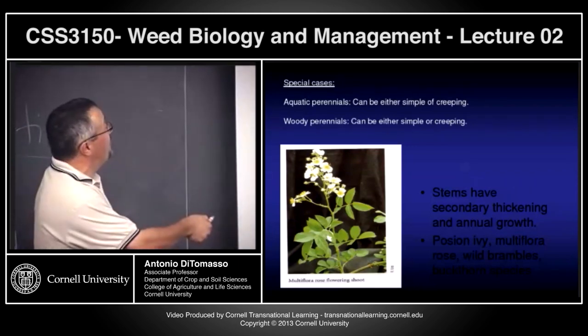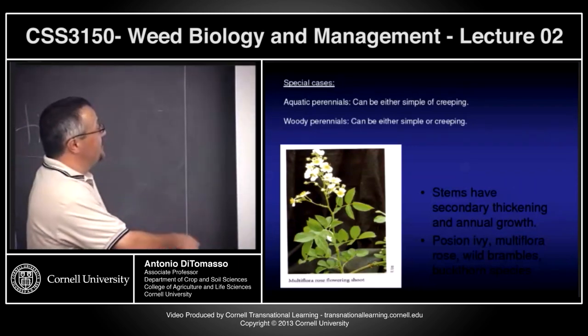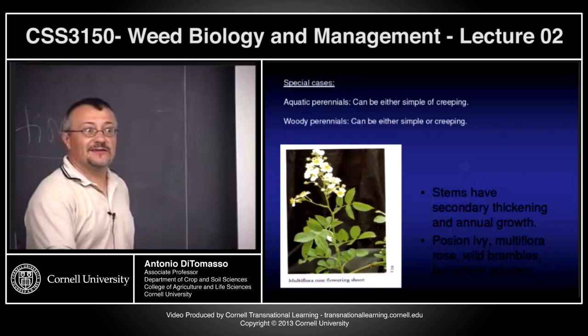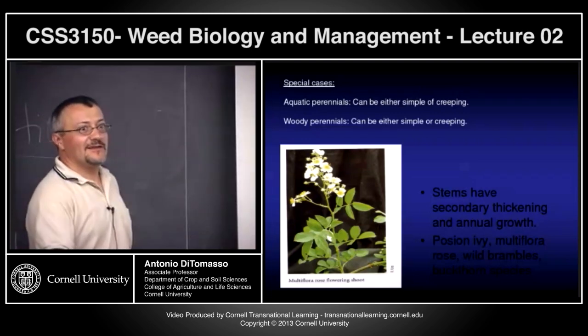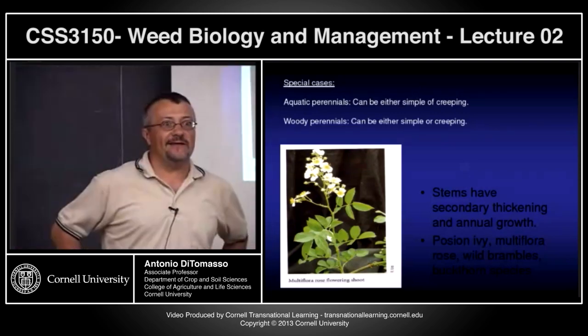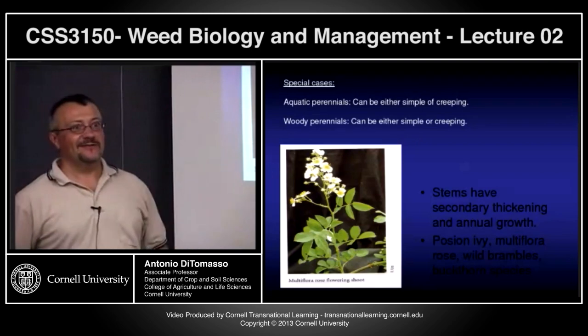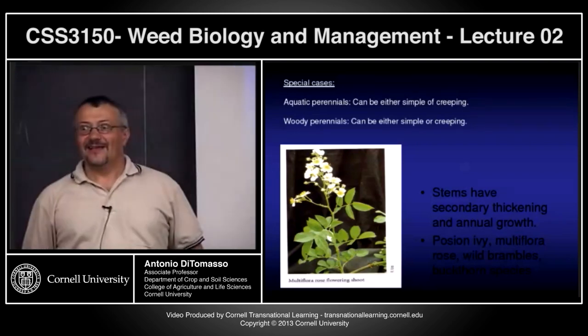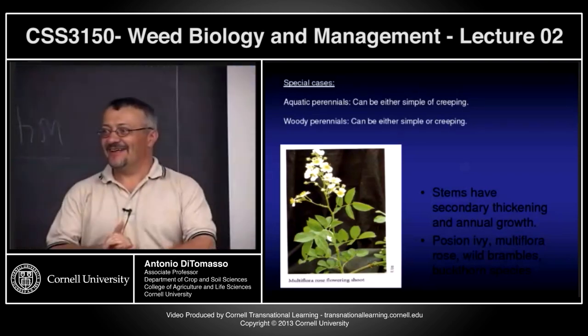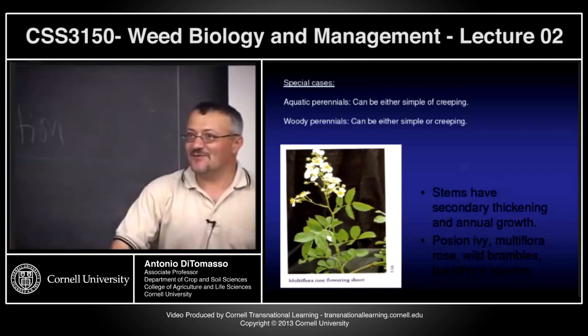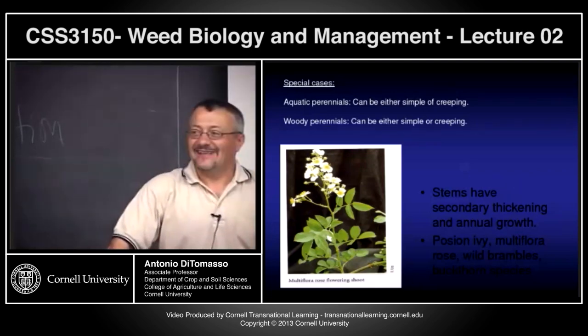And certainly woody perennials. You guys have seen multiflora rose? Isn't that a beautiful plant? Do you know how that plant got here? Anybody know? I thought they used it for fencing. Who did? I guess the soil conservation. The settlers that came here, they used it as natural fencing.